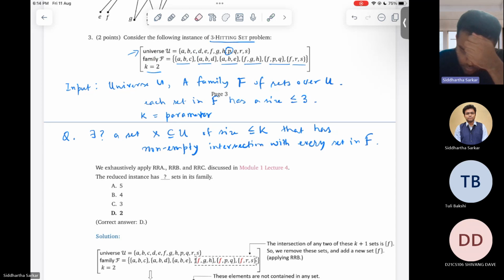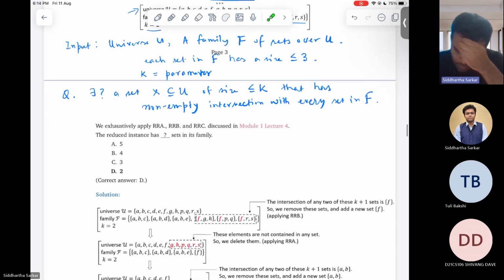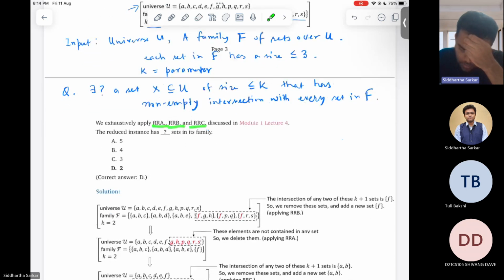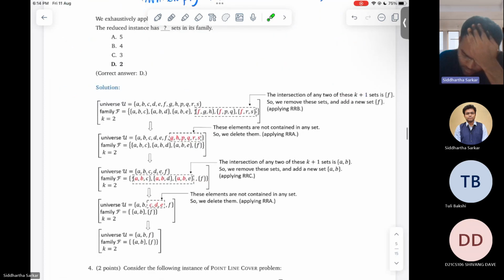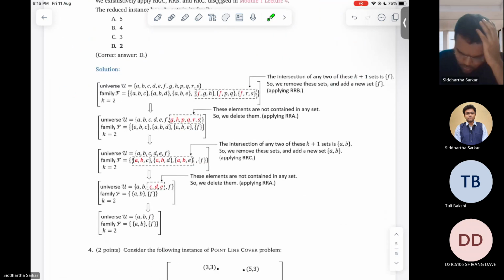So we apply some reduction rules that we have seen in the lecture. There are three reduction rules, and finally, in the reduced instance, how many sets are left? That is the question. Here is a self-explanatory, detailed solution. We'll just quickly go through it.